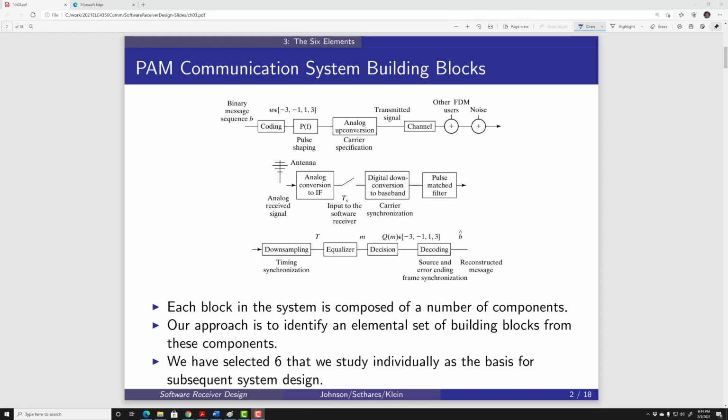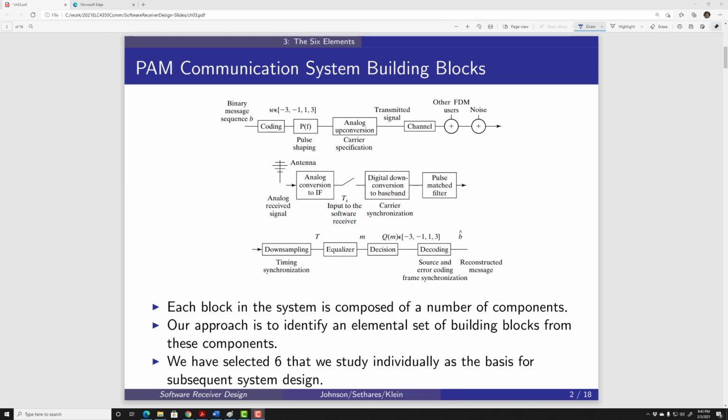The channel may be shared by some other users, so we can use frequency division multiplexing to add the signals from other users and add the background noise of the channel, and then arrive at the receiver. The middle line is the receiver from the antenna.